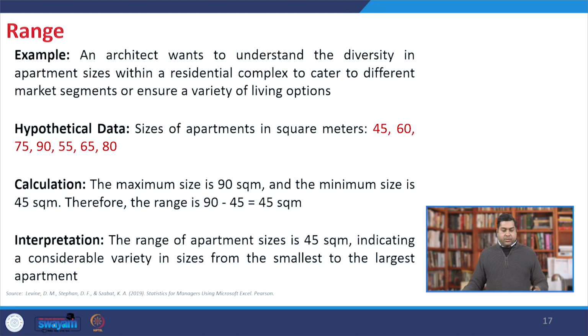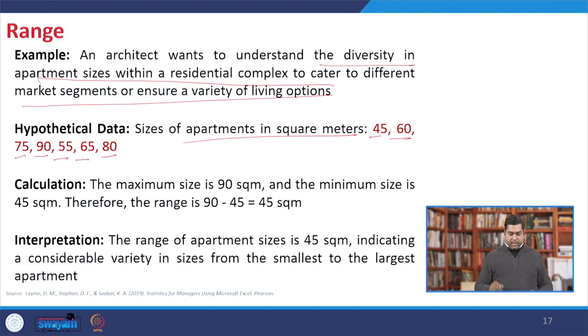value. A quick example: an architect wants to understand the diversity in the apartment size within a residential complex to cater to different market segments and ensure variety of living options. The sizes of apartments in square meter are 45, 60, 70, 90, 55, 65, 80. In this case, you can simply identify that 90 square meter is the highest, and 45 is the lowest. So, here the range is 45, sorry, it is not meter, it is 45 square meter, in terms of the area.